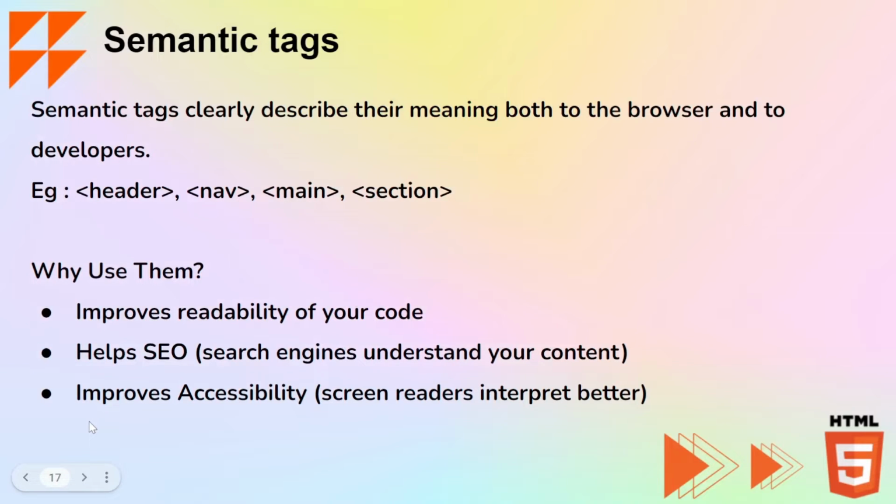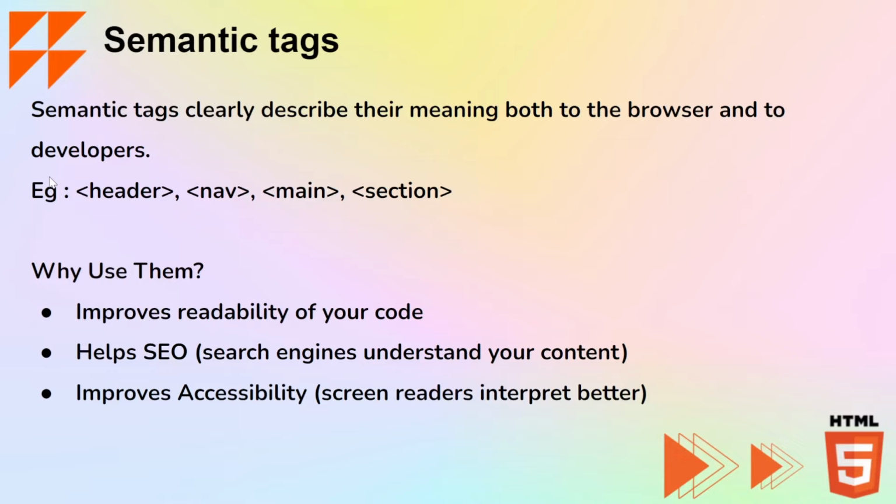Let's get started with the first topic, which is semantic tags. So what are semantic tags actually? Semantic tags are those tags in HTML which clearly describe their meaning to both the browser and to the developers. Developers means us, who are writing this code, and the browser. So what are the examples of such semantic tags? We have a few examples such as header, nav, main, section. So these are some of the examples for semantic tags.